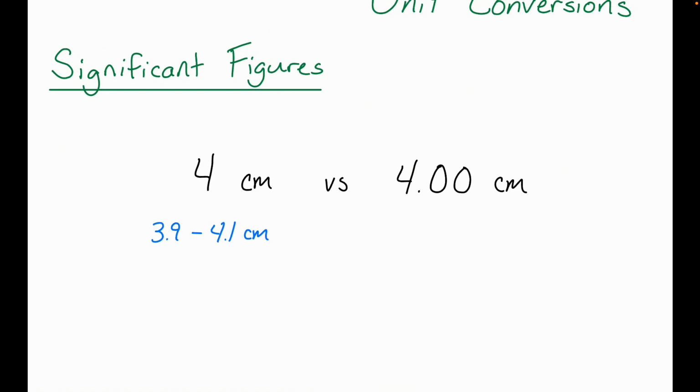As soon as you tack those 2 extra zeros on the end, now you're saying you're even more confident in that measurement. This would correspond to a measurement that's between 3.999 and 4.001 centimeters, a much smaller range, right? So those extra digits, they represent a certain confidence in this measurement.